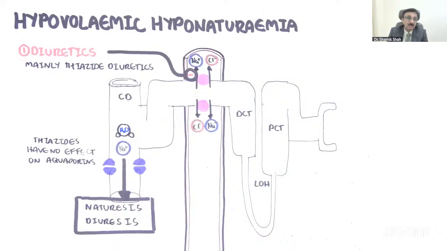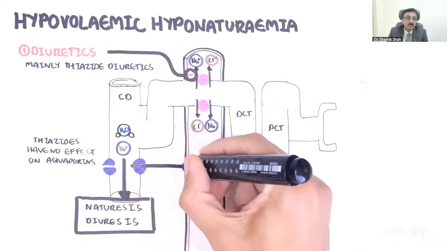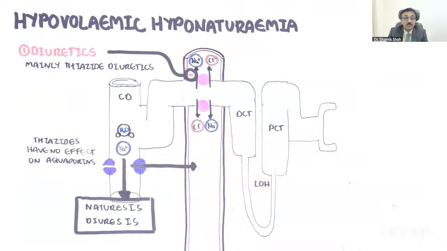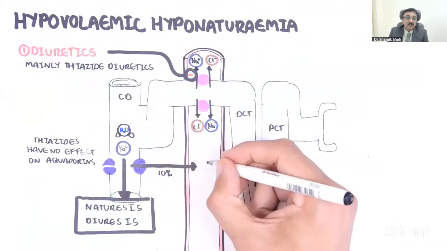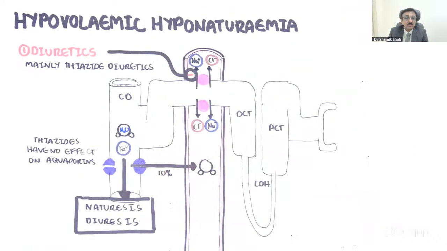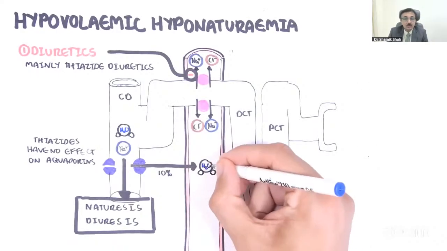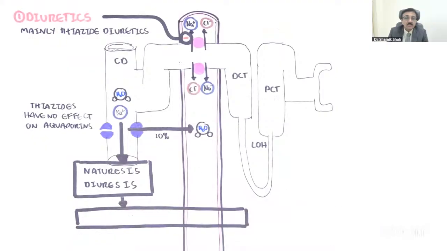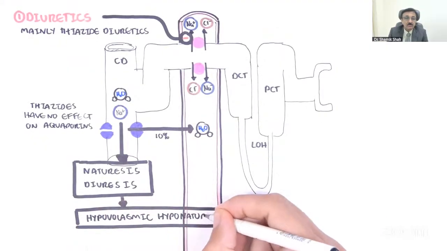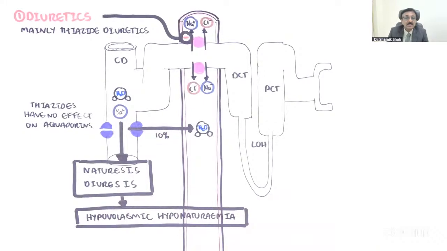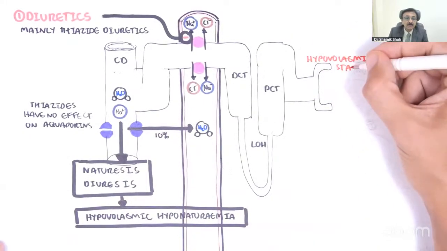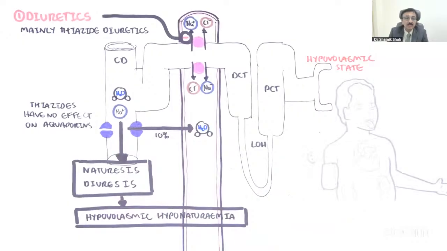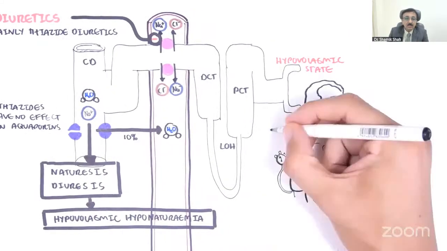This is the main mechanism by which the diuretic reduces the water in the body. But at the same time, when it reduces the water, it also reduces the sodium in the body. Now, when there is loss of water and sodium, the body tries to recoup this by increasing the aquaporins. But this is only about 10% effective. So ultimately, even though some water is retained by increasing the aquaporin channels, there will be a loss of sodium and water in the urine, and we will see hypovolemic hyponatremia.